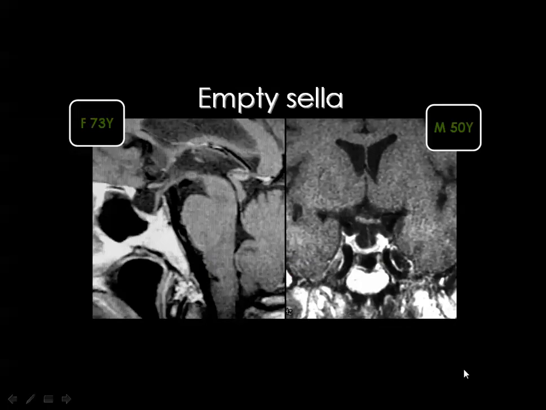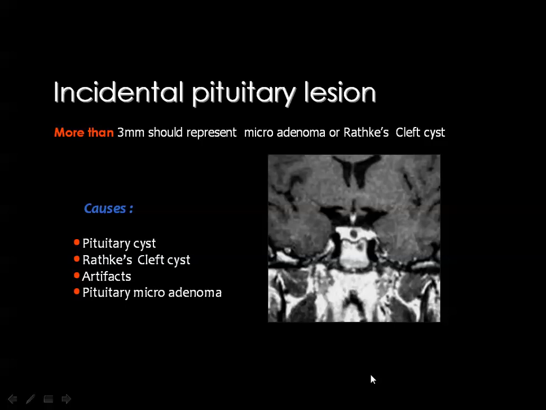And this is also another example. In the sagittal image, you see the infundibular stalk going deep inside the sella, and also in the coronal image, the sella is mostly filled with CSF.